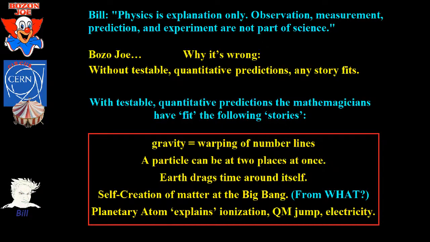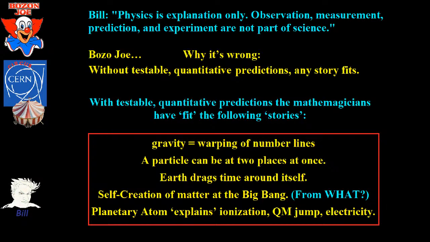And it turns out that with testable quantitative predictions, what do we have? We have the following stories, right? The story that he tells or that the establishment tells. Gravity is the warping of number lines. Oh, great. So looks like any story fits, right? Particle can be at two places at once, quantum mechanics. Earth drags time around itself. Gravity Probe B, right? Self-creation of matter at the Big Bang.